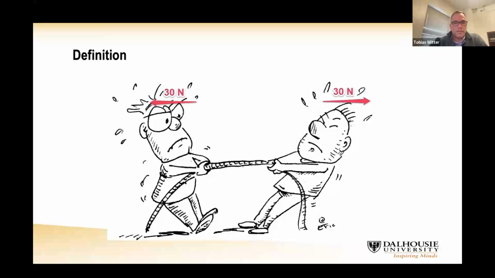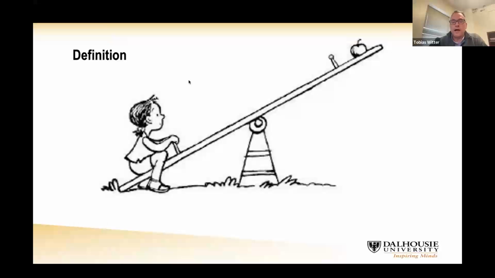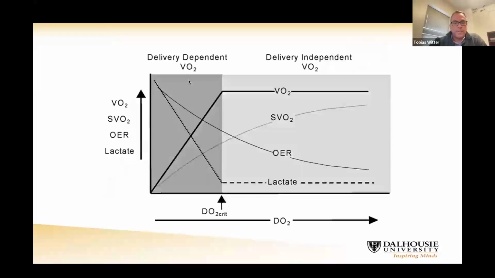But these things can go awry, and then we have an imbalance between supply and demand. And again, we can compensate for a long period of time. So our oxygen delivery and our oxygen consumption are, over large ranges, delivery independent. But as we get closer to the threshold, our central venous oxygenation goes down, and oxygen extraction rate goes up. And then when we cross that threshold, our lactate will start to climb. And at that point, we become delivery dependent, or our O2 consumption becomes delivery dependent.